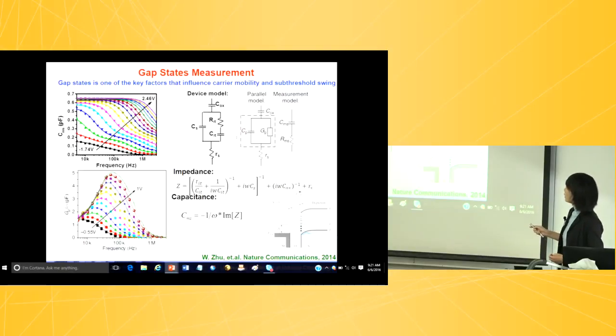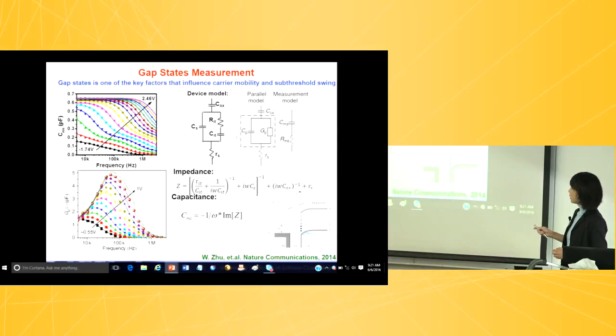So with this, the equivalent model for a device looks like this. When we do the capacitance measurement in a series mode, we simplify it, and we assume that the device has one capacitance in series with a resistance. So this means the capacitance we extracted is going to have the information of the interface trap in it.